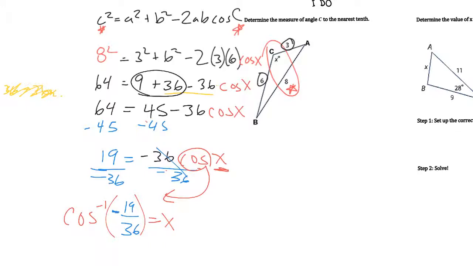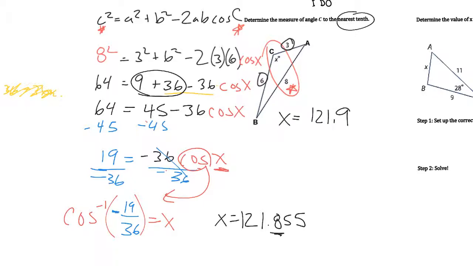And we get x equals 121.855. And this question said round to the nearest tenth. So x is equal to 121 point. Here's the tenths place, so look 1 to the right. 5 means round up. So it's 121.9. And that's an angle, so it's degrees. So we figured out that angle.